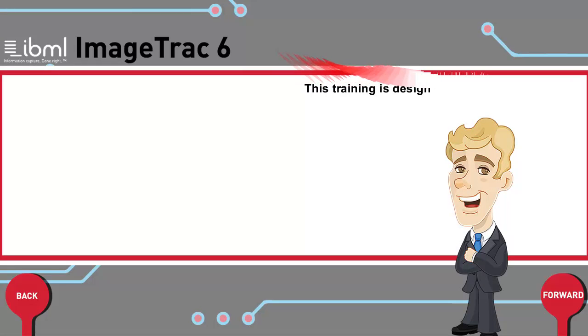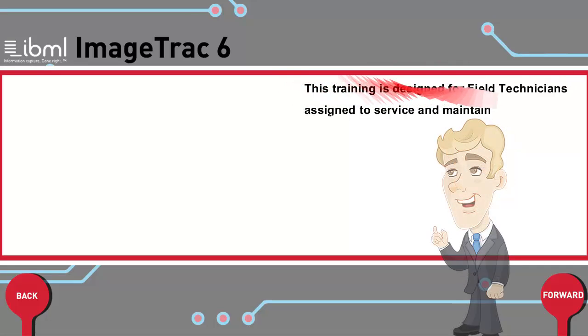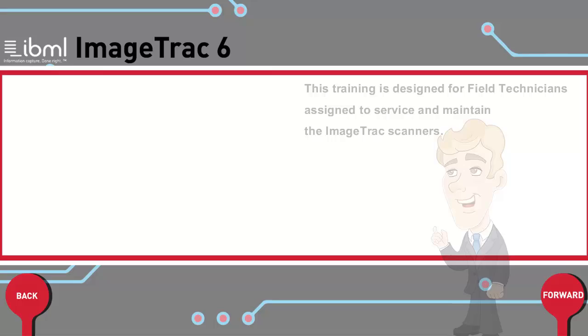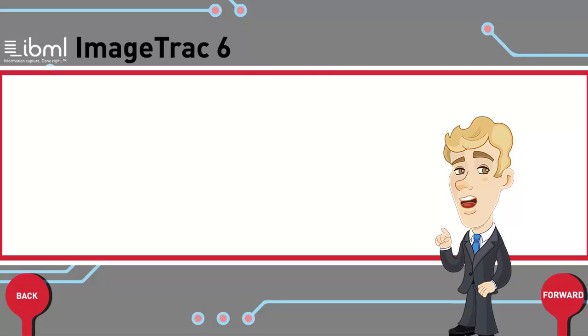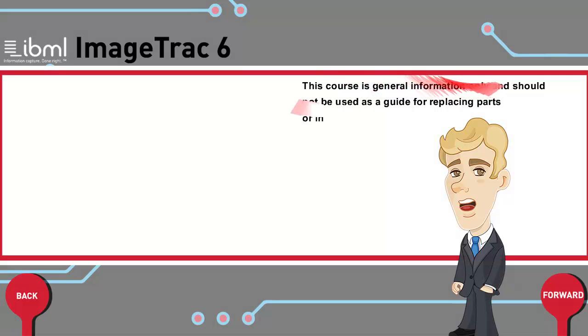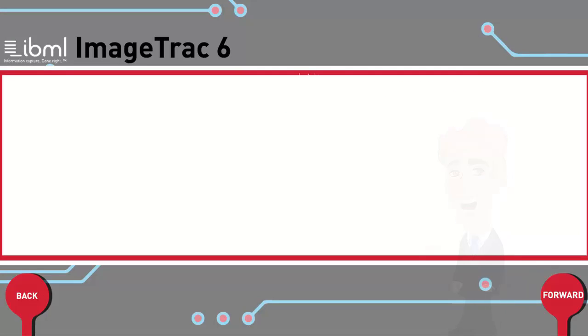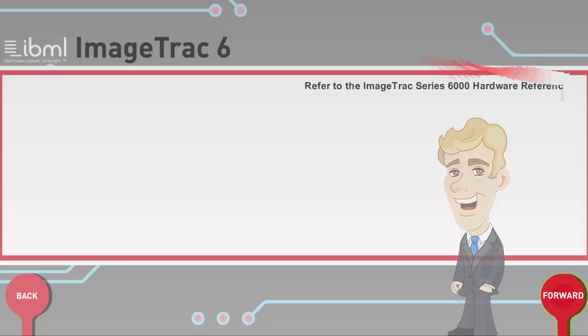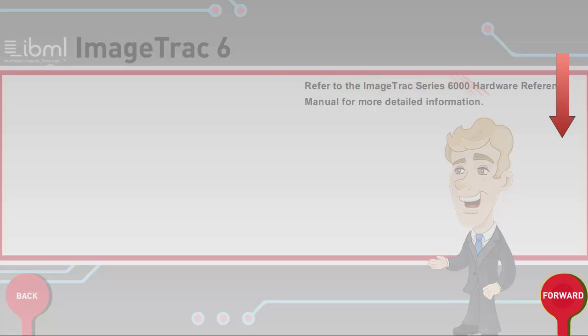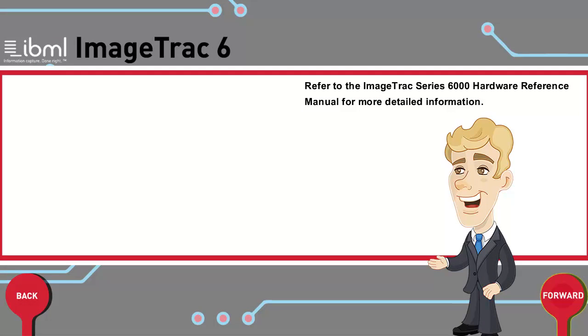This training is designed for field technicians assigned to service and maintain the ImageTrack Series 6000 scanners. However, please take note that this course is for general information only and should not be used as a guide for replacing parts or installing upgrades. Please refer to the ImageTrack Series 6000 Hardware Reference Manual for more detailed information.